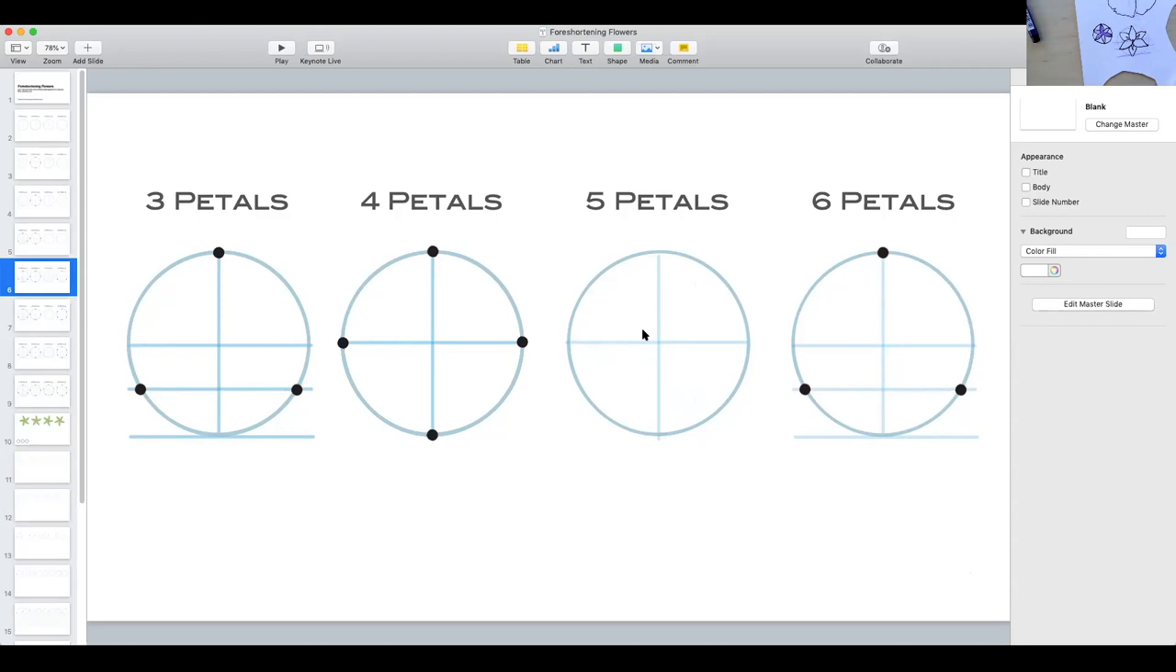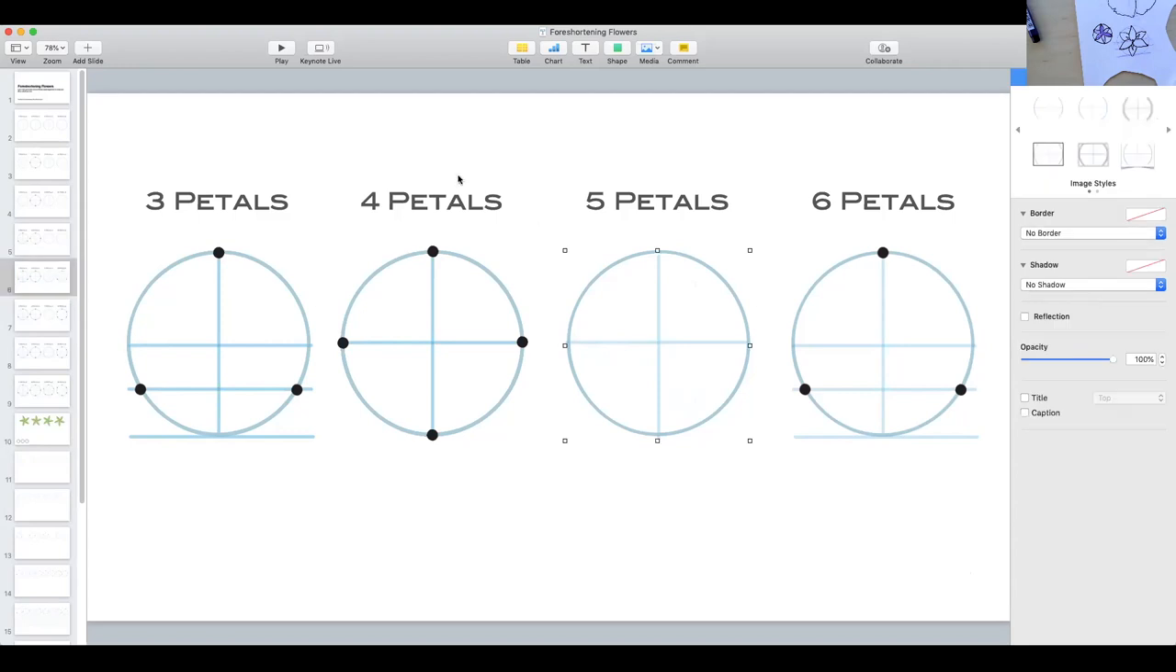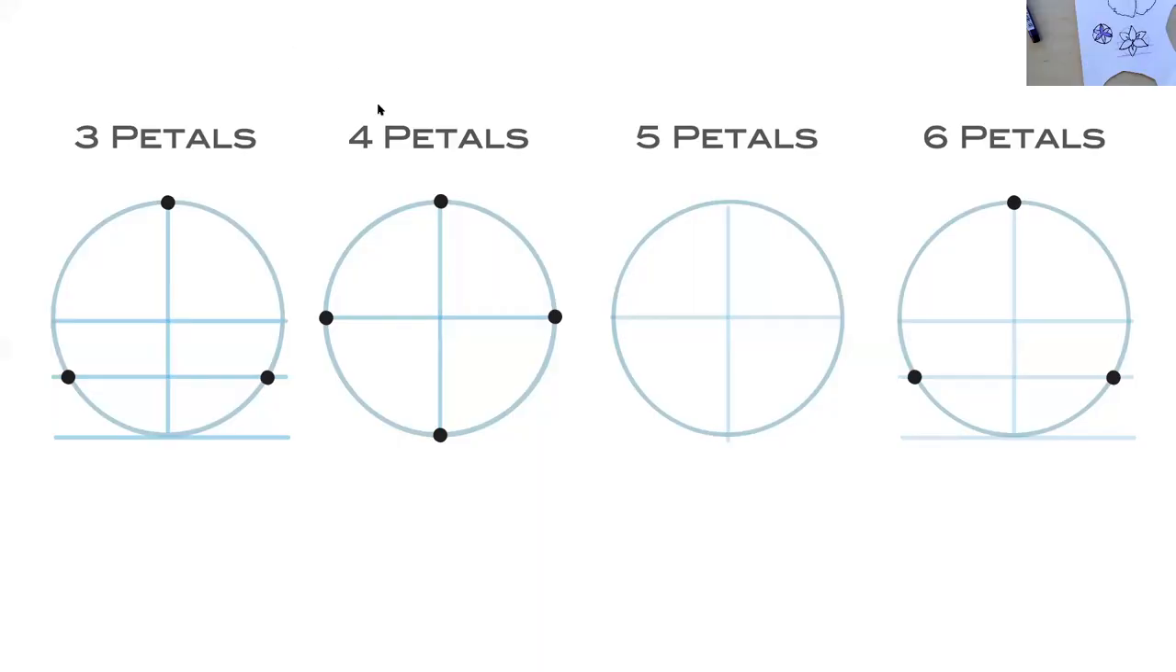I think, and I'm not totally sure that we're seeing the same thing. Are you seeing three petals, four petals, five petals, six petals? Yes. Okay, cool. So that's what we want. So what I'm going to do is add two more lines to this five petal one. Oops, sorry. Actually, first I was going to say for your six, what you do is you just put your dots halfway through that one, right?